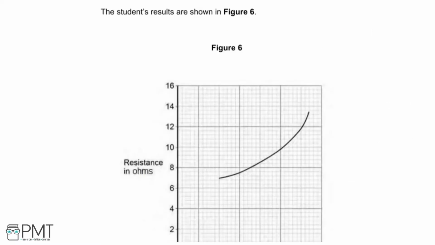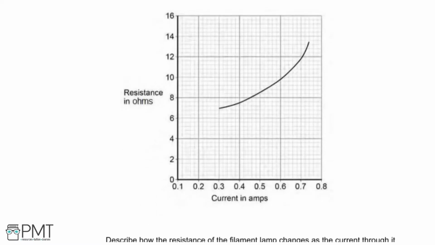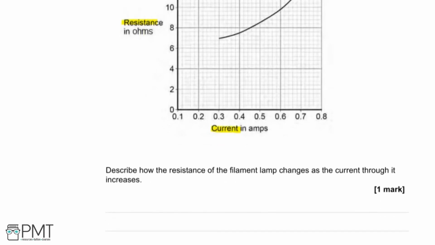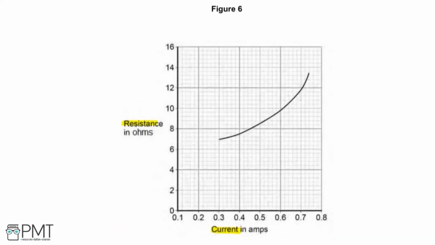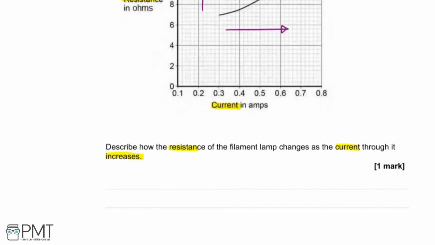The students' results are shown in figure 6. We can see there's a graph of resistance against current. Describe how the resistance of the filament lamp changes as the current through it increases. We can see from the graph, as current increases, resistance also increases. This is a 1-mark question, so that's all we need to write.